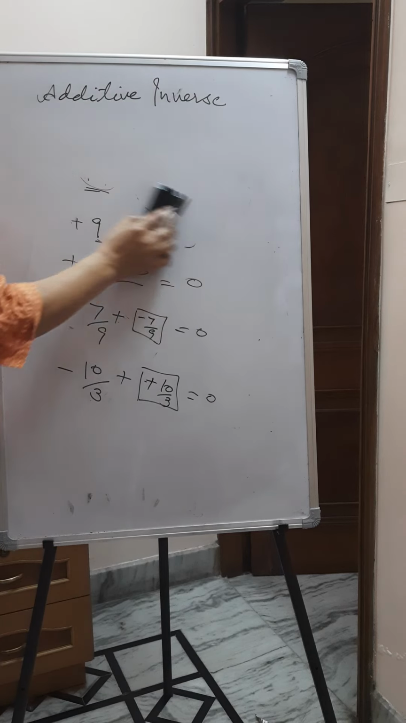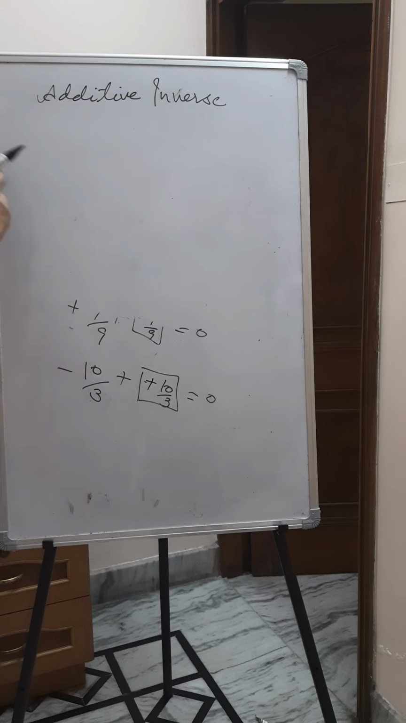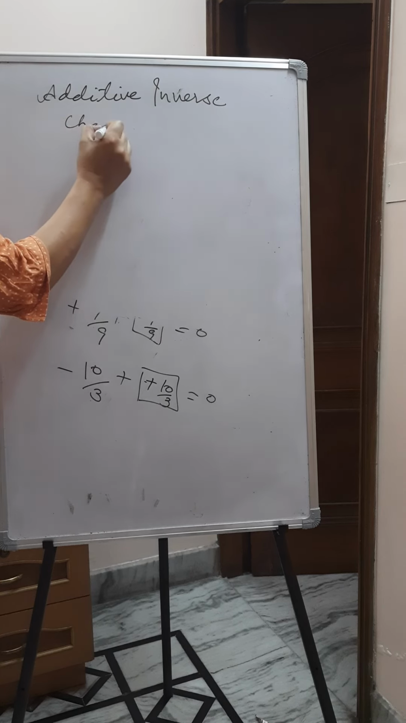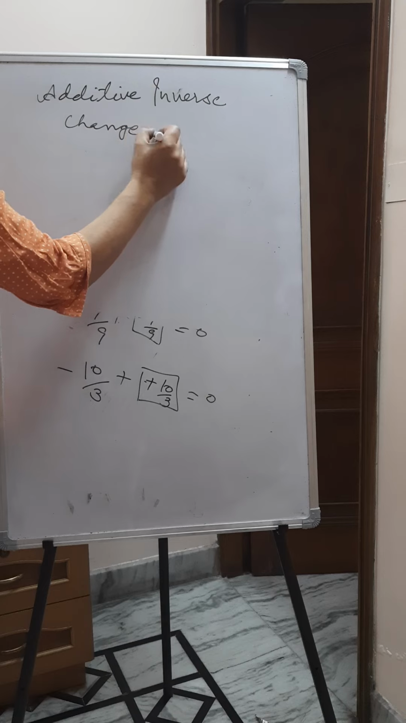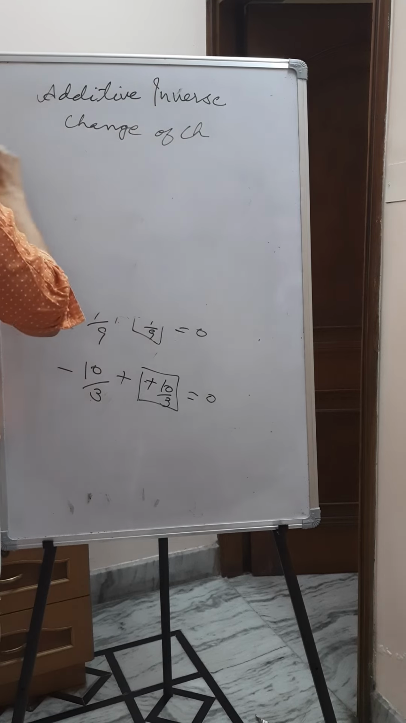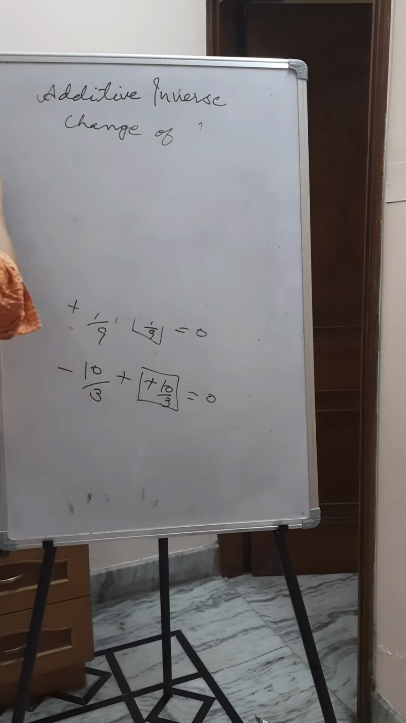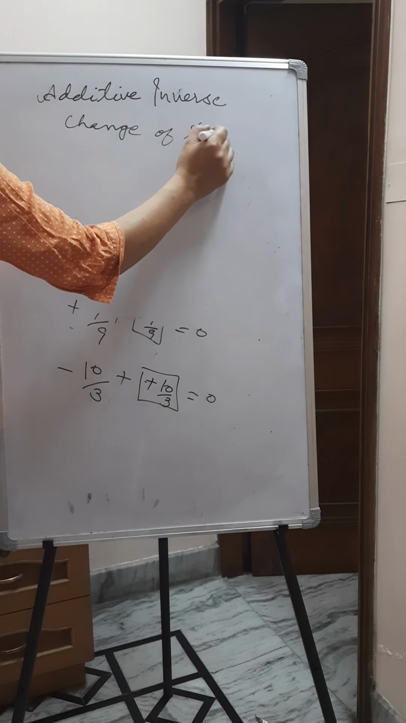So additive inverse is just change of sign. Additive inverse is change of sign.